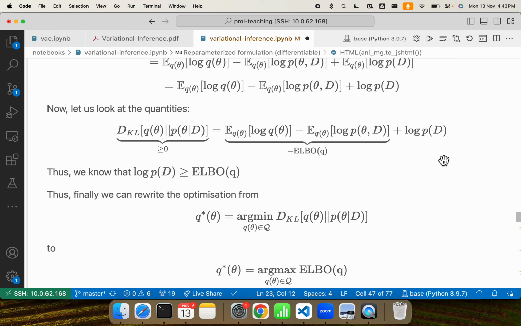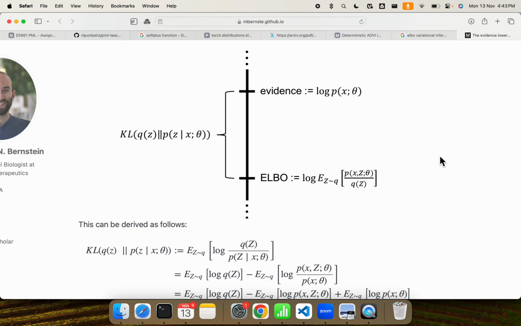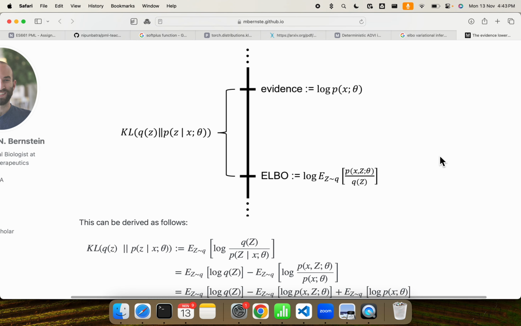But is everyone clear with the derivation? Do you want me to repeat? Right, so the important thing you want to remember at the end is this diagram: the evidence term is lower bounded by the ELBO term, and the KL divergence is the gap between them. Our objective was to minimize the KL divergence, which ends up being equivalent to maximizing the ELBO or minimizing the negative ELBO, right? And P of D is assumed to be some constant.